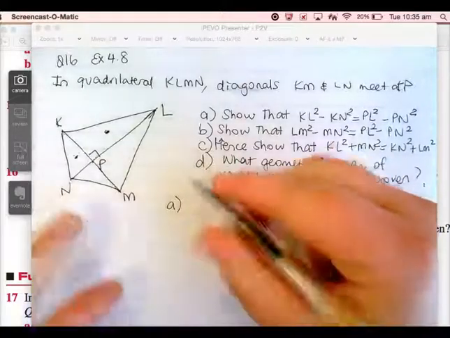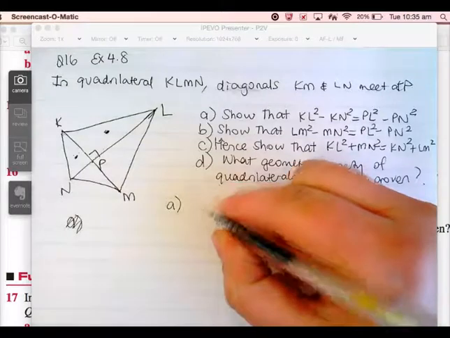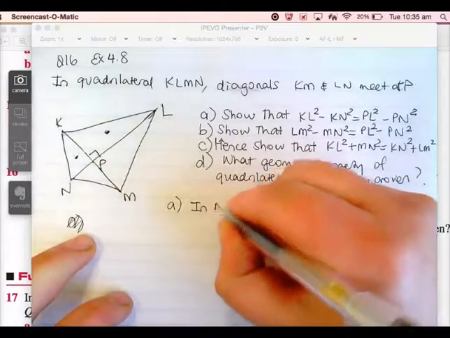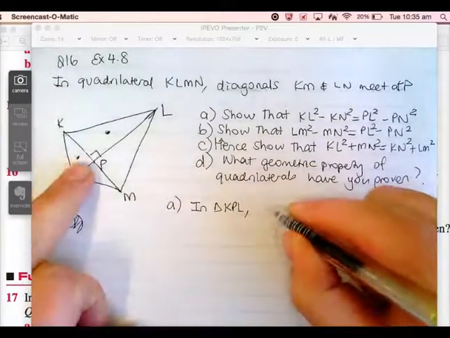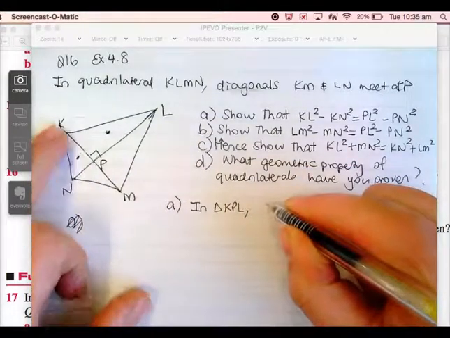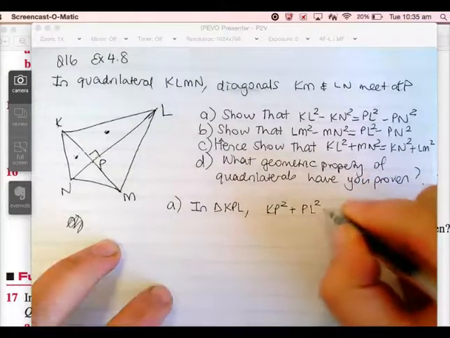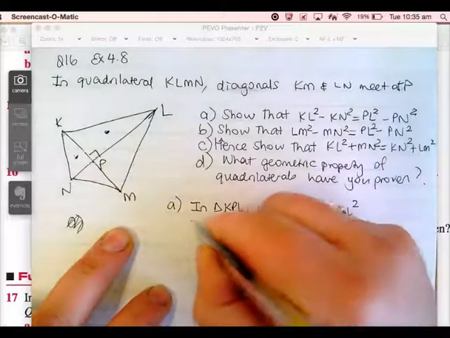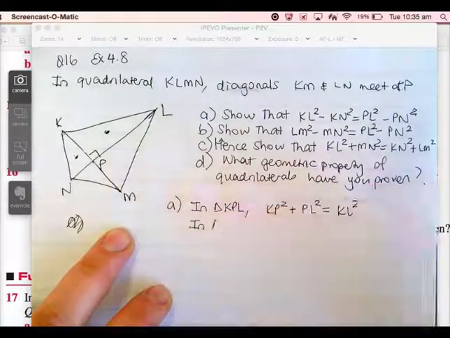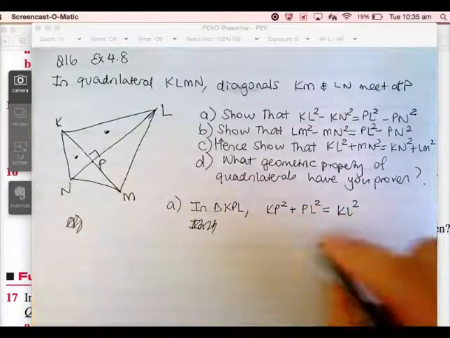So what do we know about Pythagoras' theorem? That the 2 shorter sides squared equal the longer one. So let's go in triangle KPL. The 2 shorter sides squared are KP squared plus PL squared equals KL squared. Good. And we said that we would do the same. I'm going to leave a line there because I'm going to come back to it.